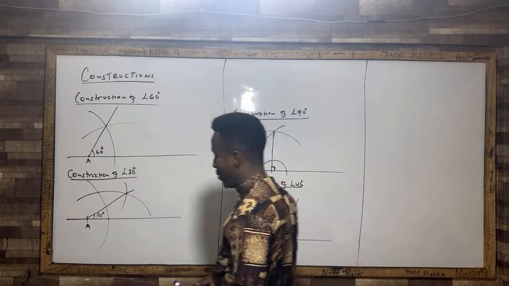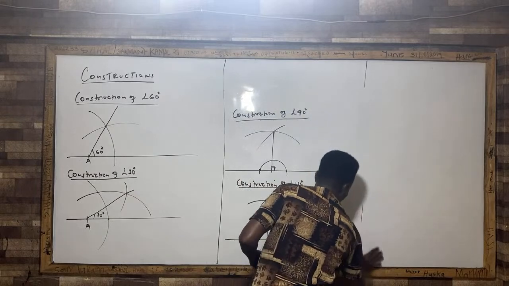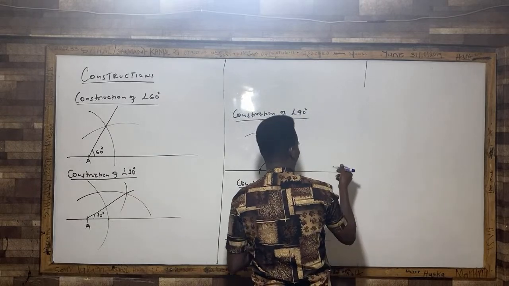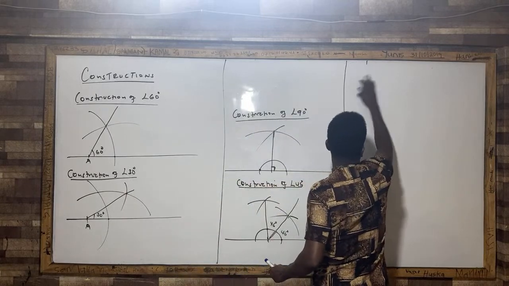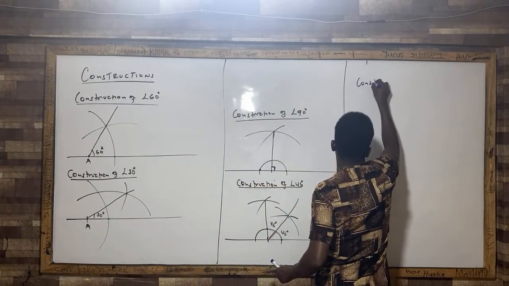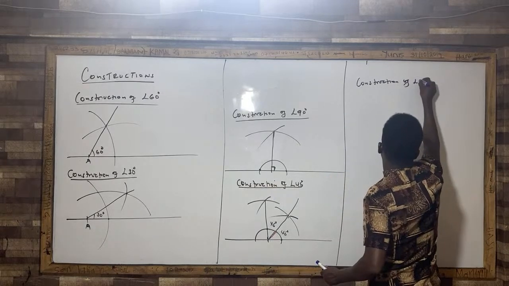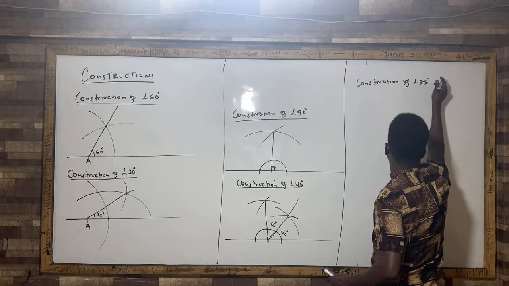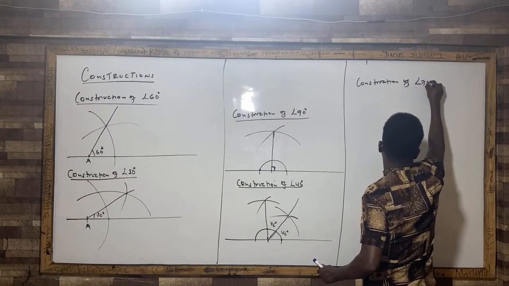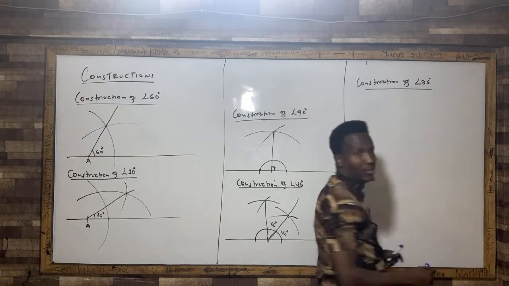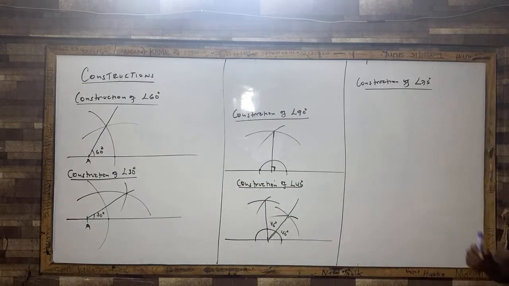Okay? Let me come here. So the next one will be construction of angle 75. How are we going to construct an angle of 75?